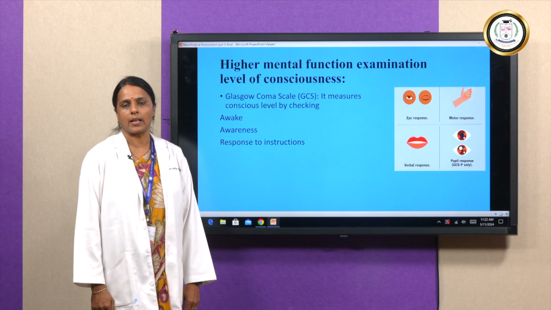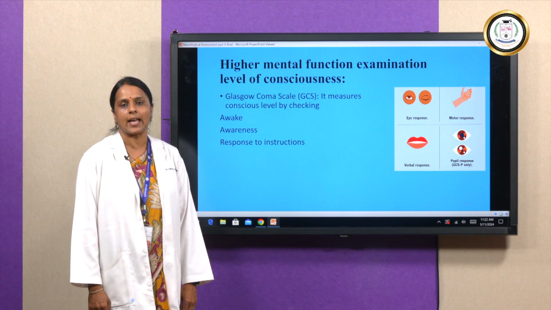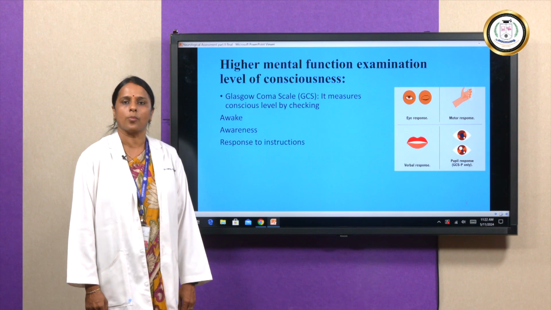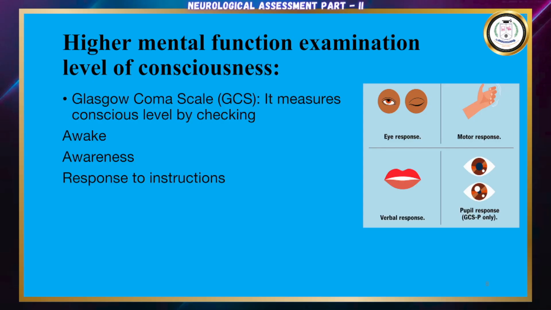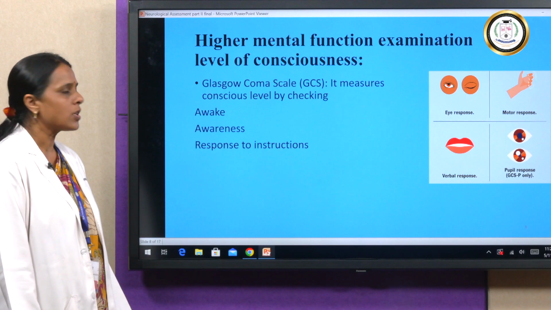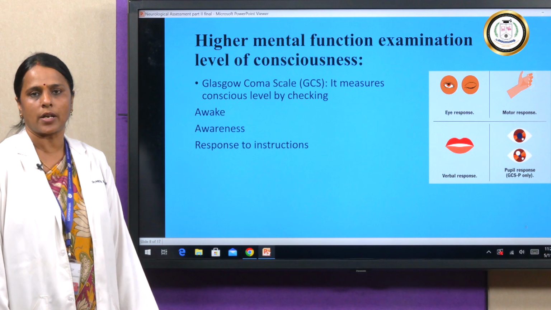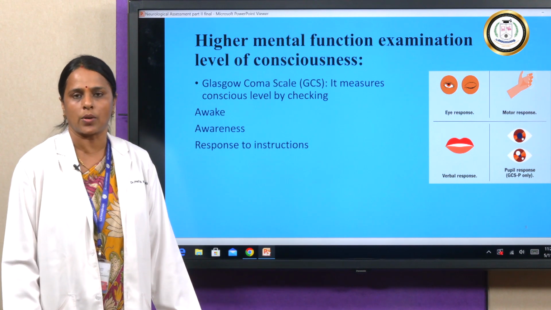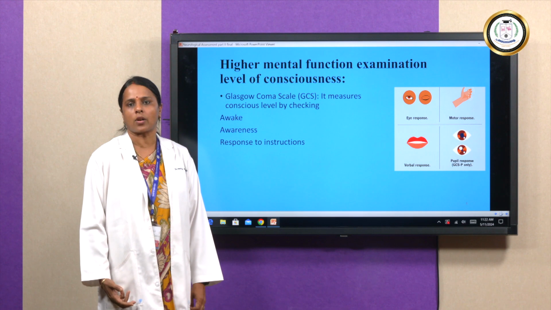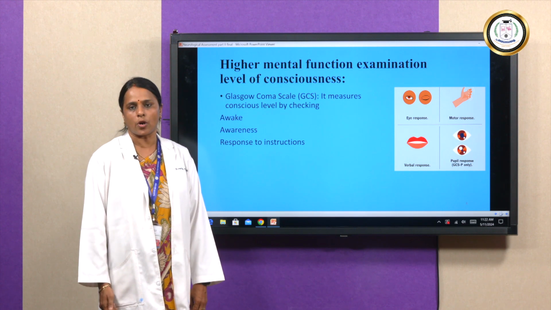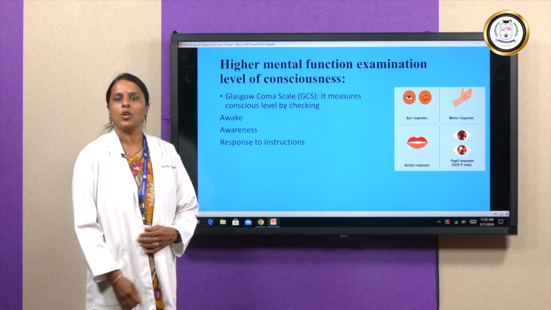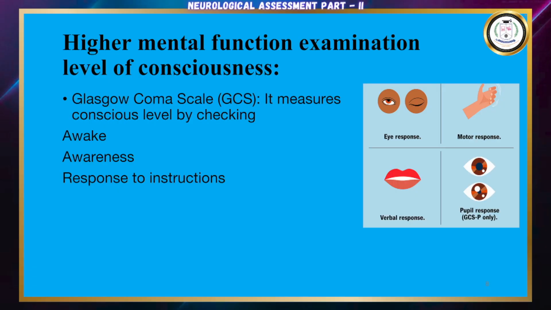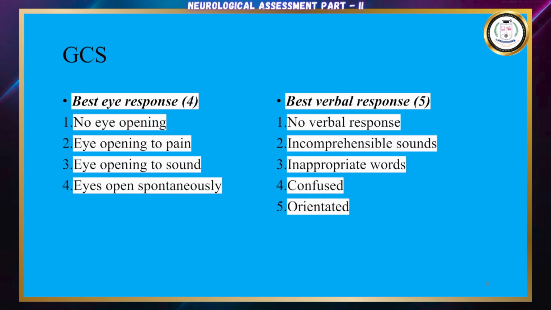the level of consciousness, and the level of consciousness we check using the most commonly followed scale, which is the Glasgow Coma Scale. Now, what does it measure? It will measure the awakeness, the patient's awareness about the surroundings, and also the patient's response to instructions. For example, if you ask the patient what is your name, his alertness or awareness to answer or respond to a particular question shows his level of consciousness. And we will be checking that on the basis of eye response, motor response, verbal response and pupil response. So, this is the GCS explained in detail.